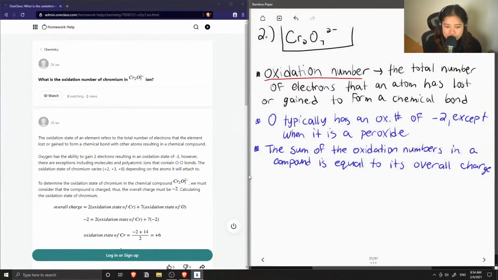So we know that the sum of the oxidation numbers in a compound is equal to its overall charge. So if we had the overall charge, this is equal to 2 times the oxidation number of chromium plus 7 times the oxidation number of oxygen.